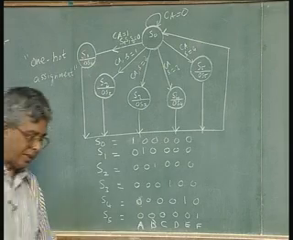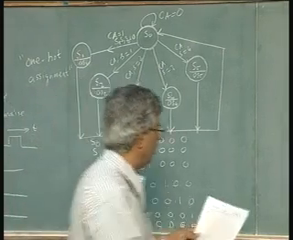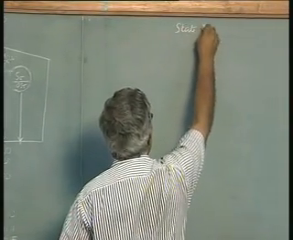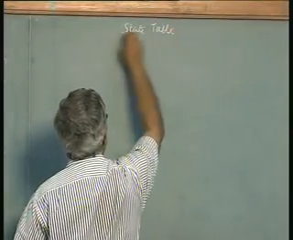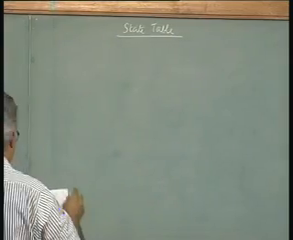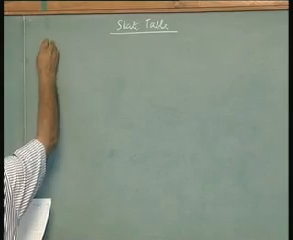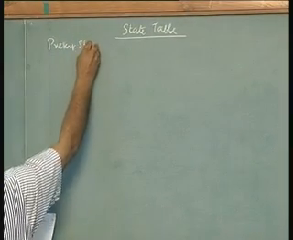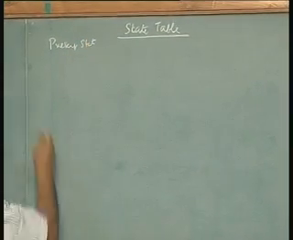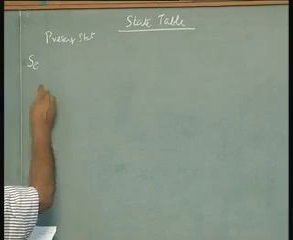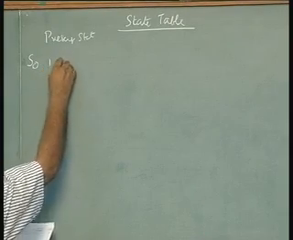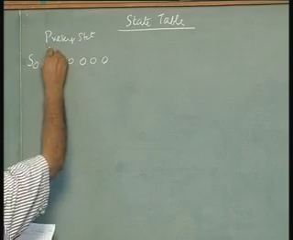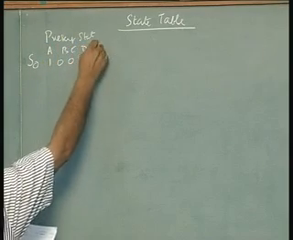So, now we have to write the state table for this. You know how to write state table. I will do it simply, quickly. It is a long table because there are so many flip-flops. So, present state, S0, 1, 0, 0, 0, 0, 0. These are flip-flops A, B, C, D, E, F.